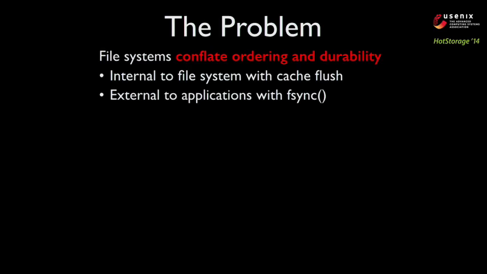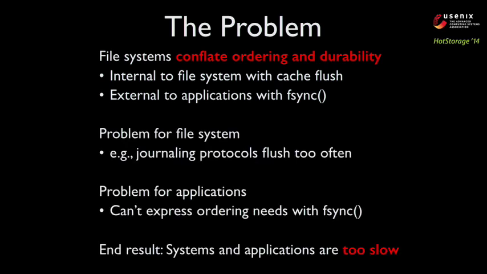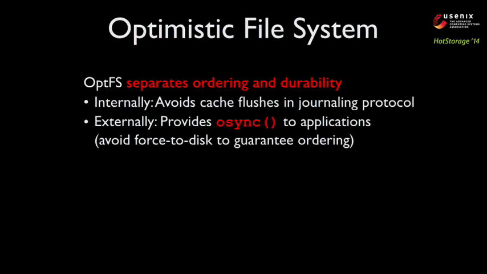The problem in building this kind of system is that we're conflating ordering and durability. Internally in the file system, we're forcing things to disk because we want those to go to disk first. And from an application perspective, we're using fsync to force things to disk because we want them to go to disk first. But we don't really care if they go to disk right now. What we want is for them to go to disk before something else. So we're mixing those two things up. And the cost, of course, is performance. Systems are slow. If you do a lot of fsyncs and build a correct protocol, for example, it's wildly slow. So what we started looking at is something we call the optimistic file system.